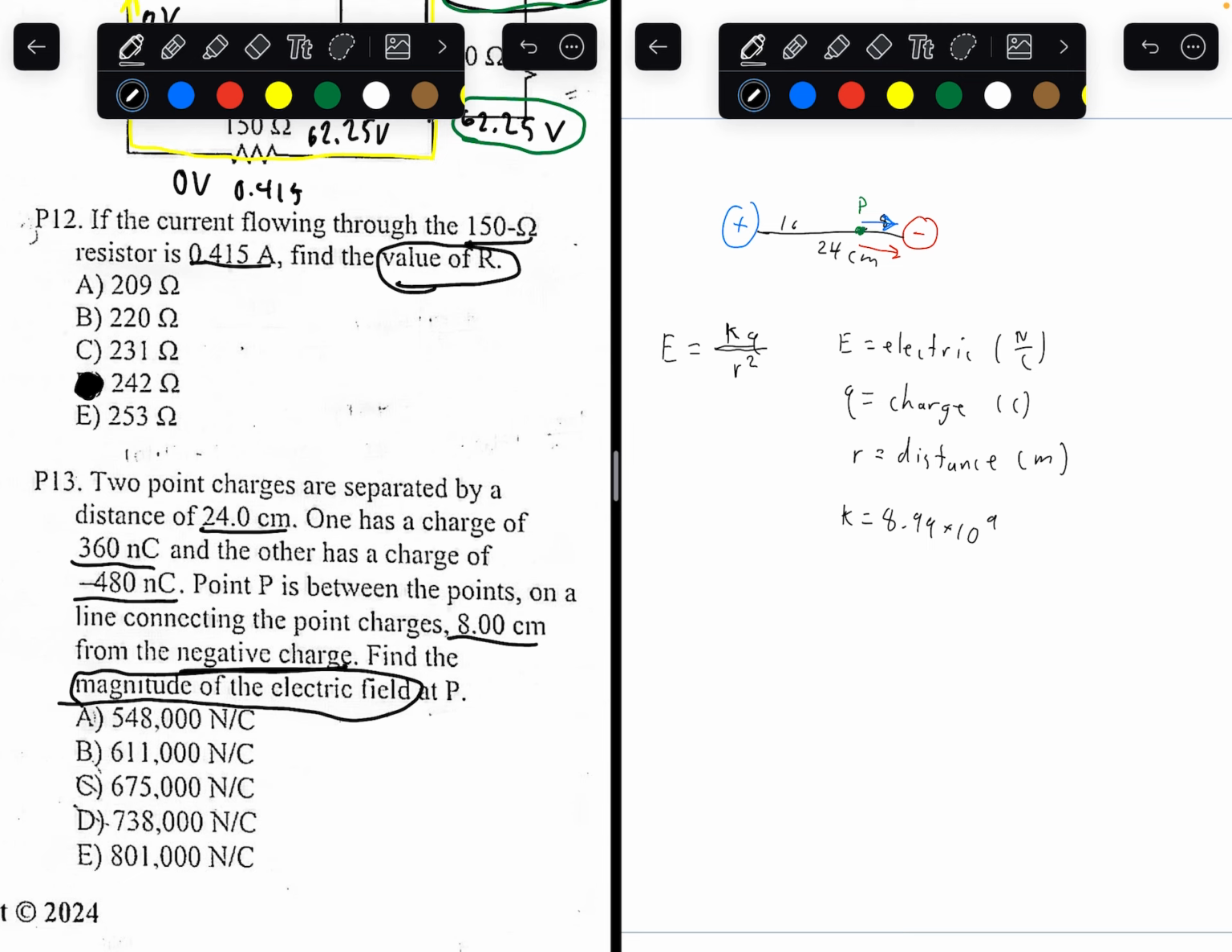The electric field generated by the positive charge plus the electric field generated by the negative charge, let's say color coding, equals K times, what is Q1? The charge of the positive charge is 360 times 10 to the negative 9. What's the distance between the positive charge and point P? That's 16 centimeters, which is going to be 0.16 meters, and you want to square that.